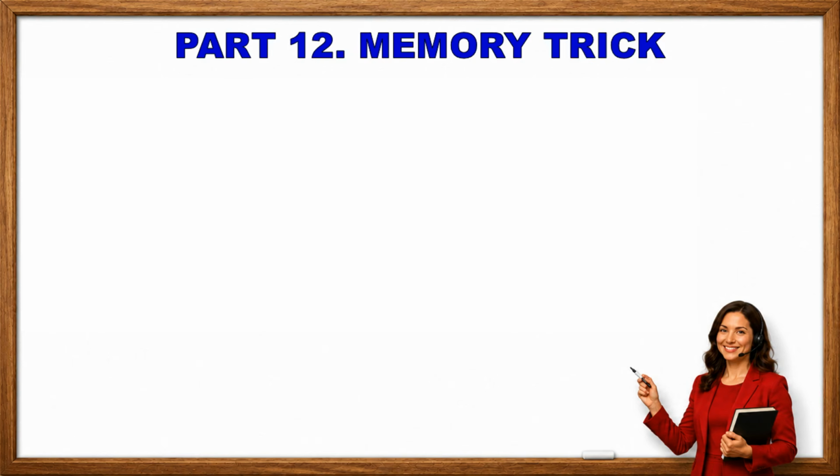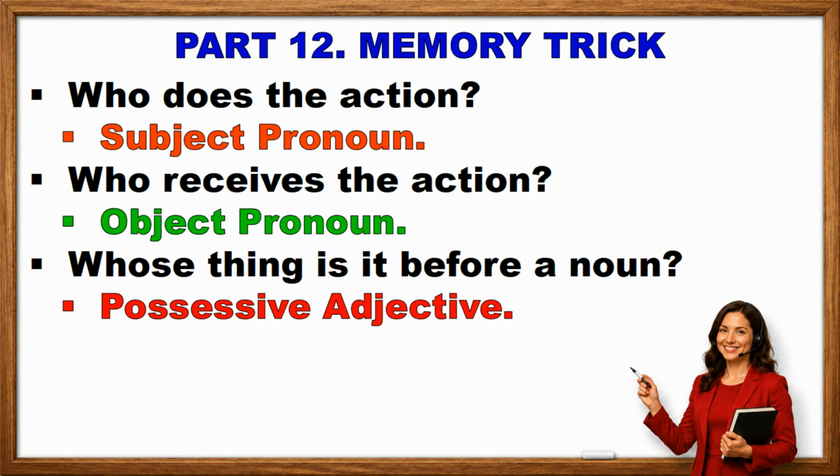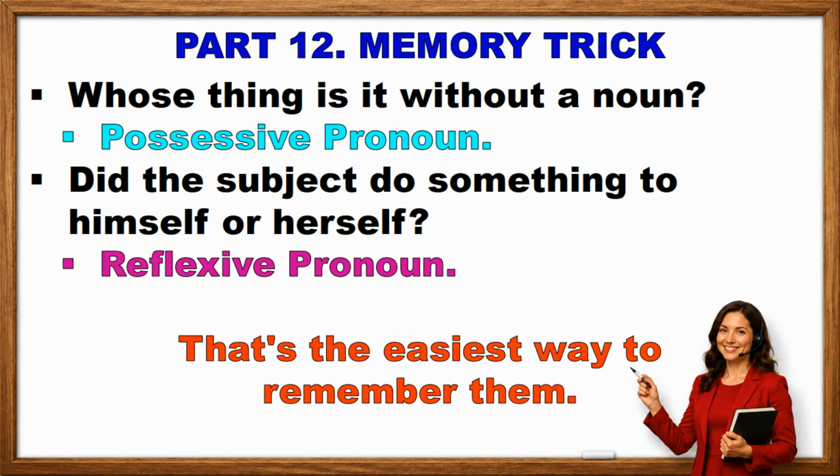Part 12. Memory trick. Think of these questions. Who does the action? Subject pronoun. Who receives the action? Object pronoun. Whose thing is it before a noun? Possessive adjective. Whose thing is it without a noun? Possessive pronoun. Did the subject do something to himself or herself? Reflexive pronoun. That's the easiest way to remember them.